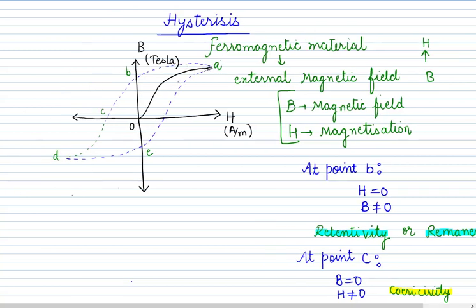So as we can see, if we increase the magnetization field in the opposite direction, the magnetic flux density also increases and there is a saturation of the magnetization field. So there is a saturation of the magnetic flux density, which is shown as E to A. So again we reach the saturation state.